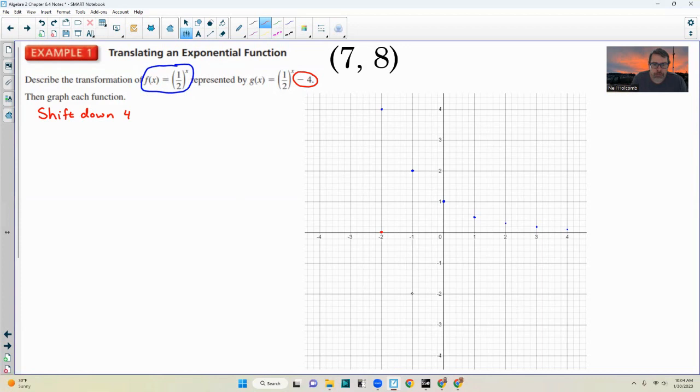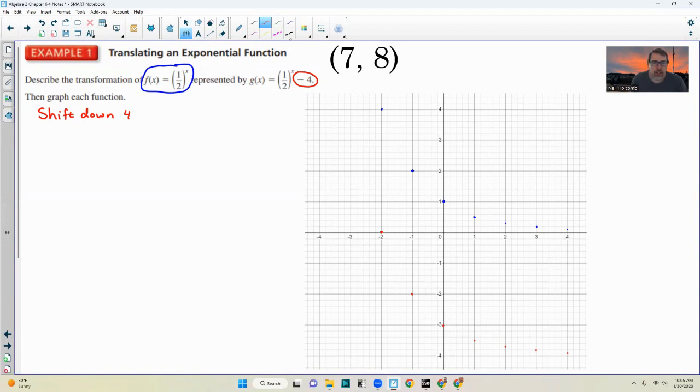1, 2, 3, 4 would be here. And then this is 1/2, so that'd be -3.5. This is a quarter, so that'd be -3.25, which would be right here. And then this one should be here, and then this one should be about here. So there it is, shifted down.